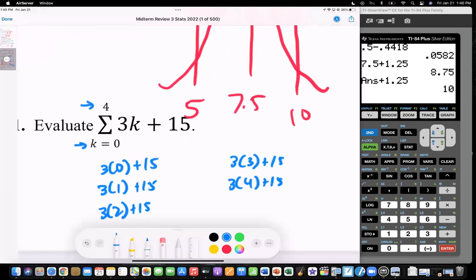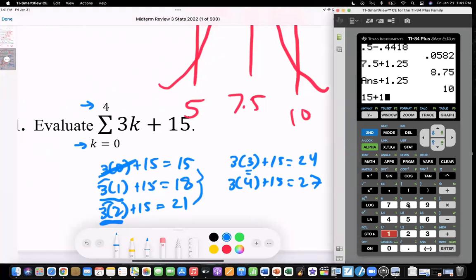Okay, so if I do this by hand, we'll check it on the calculator as well. So 3 times 0 is 0, so this is just going to be 15. 3 times 1 is 3, so 3 plus 15 is 18. 3 times 2 is 6 plus 15 is 21. And you can see each time you're just adding 3 more, because it's just another 3, right? So 24, add on 3, 27. So if I do this by hand, I'll get 15 plus 18 plus 21 plus 24 plus 27.